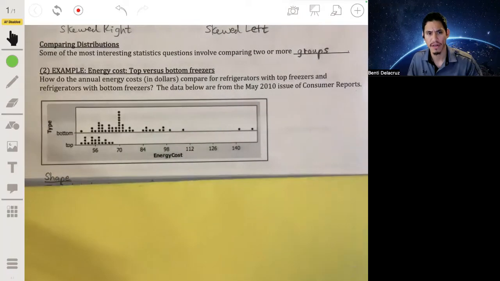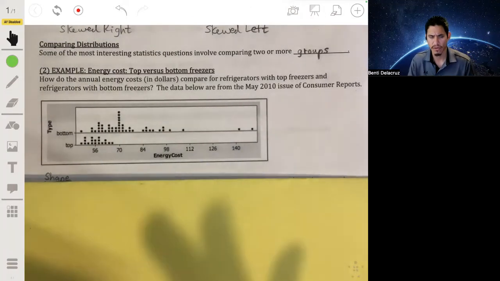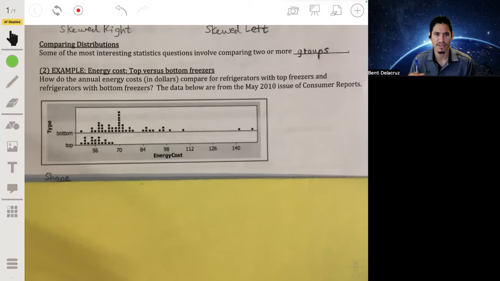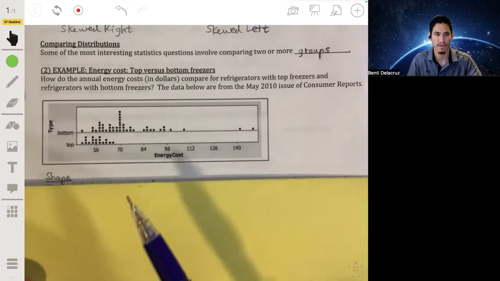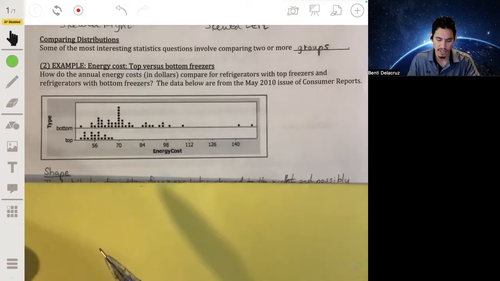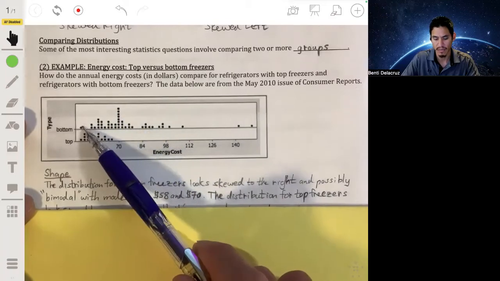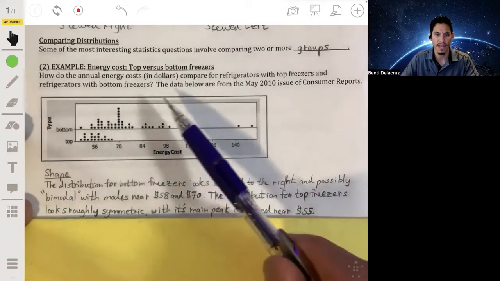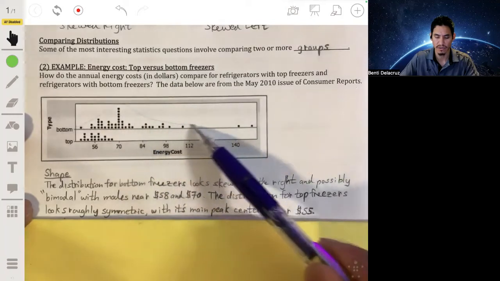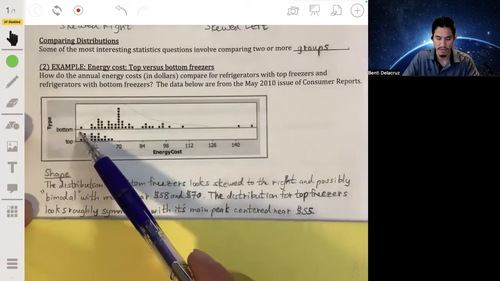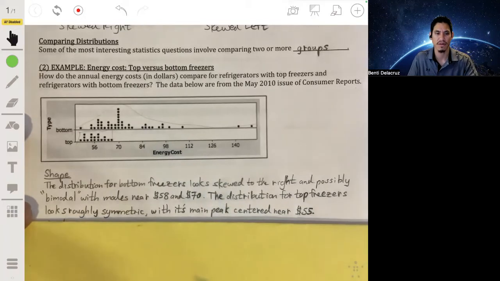Now, again, when you're going through these problems, I would focus on looking at each characteristic one at a time: shape, center, spread, any outliers. Because then you'll be more organized and you can go about it more systematically, especially when you get these types of problems on an AP exam. So the shape, we could see that the bottom freezer graph looks more skewed to the right. It looks like it's going way out there. Whereas the top freezer distribution looks more symmetric.